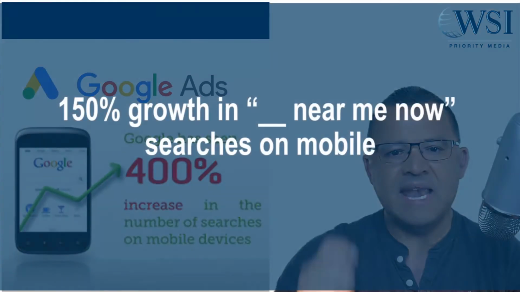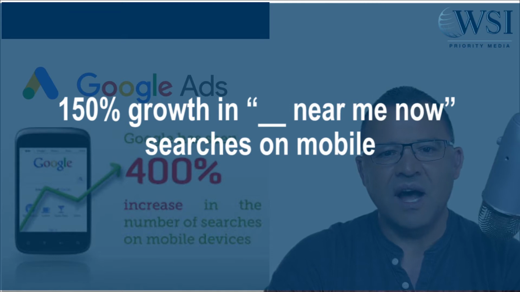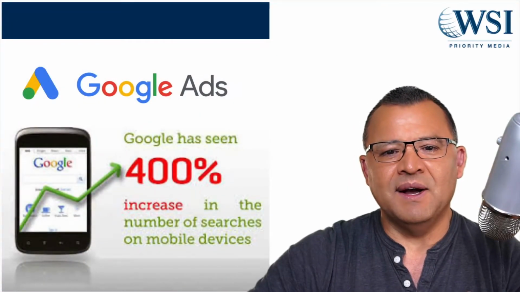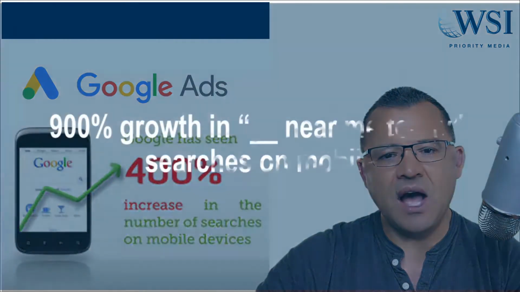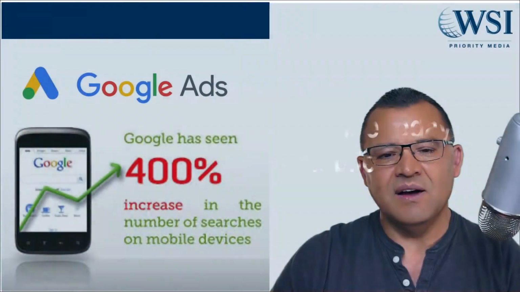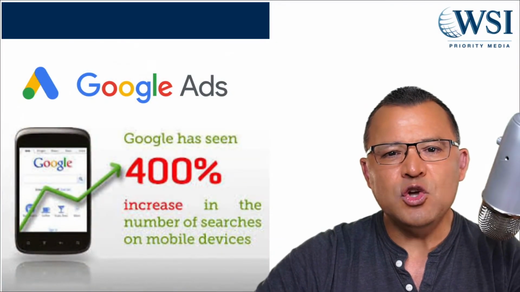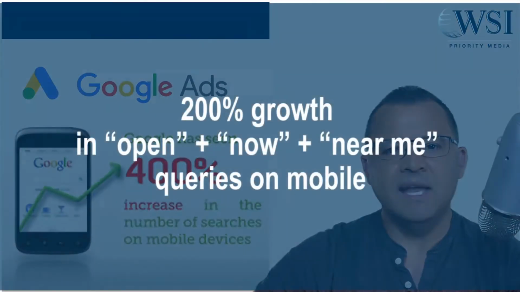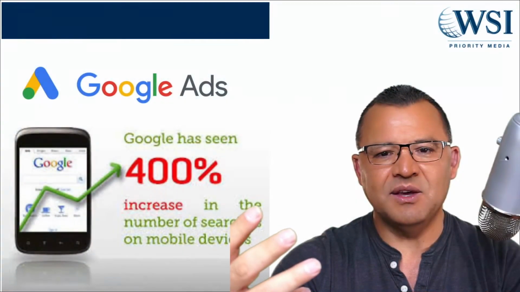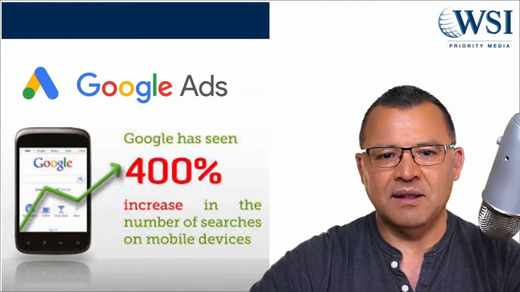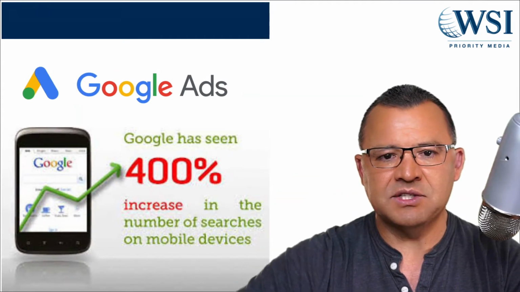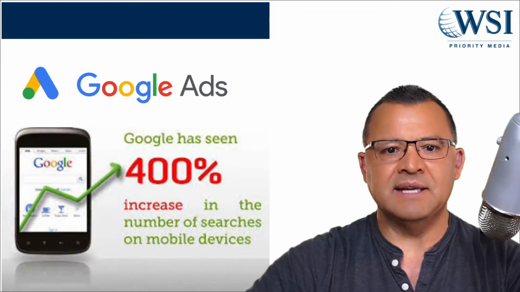Here are some stats on the growth of the search terms, just to give you an idea. "Near me now" searches, 150% growth. And here is another one, a 900% growth in the term "near me today" on mobile. And then there's a 200% growth in "open now plus near me" queries on mobile as well. So it's a really great part of your understanding and your audience targeting to make sure that you're capitalizing on those.